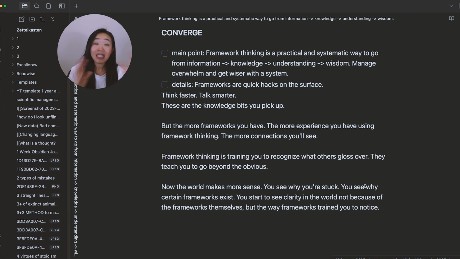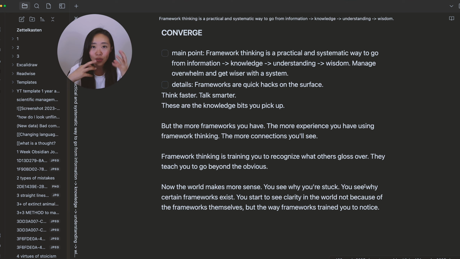Second point, details, right? Let me expand on this a little bit. Frameworks are quick hacks on the surface. It's like, let's go faster, let's think faster, let's decide faster. And these are knowledge bits that you can pick up, very high efficiency and effectiveness. But actually, the more frameworks you have, the more experience you have using framework thinking. And the thinking part is the connection making part. So you get used to this mode of thinking that trains you to recognize what other people gloss over, because you have these frameworks to help you focus on different parts of information, different parts of knowledge.